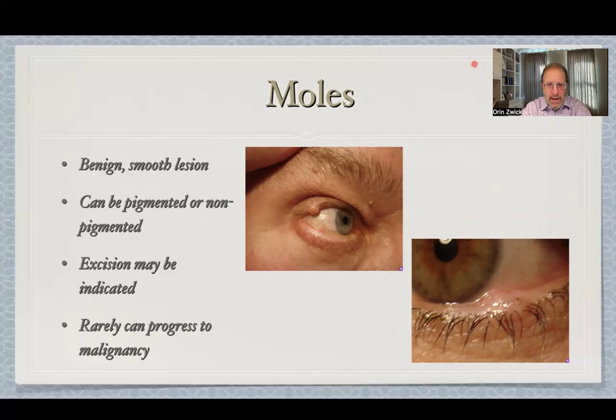Now, a big thing to differentiate this from a basal cell or a skin cancer is eyelash loss. And these tend to not disturb or degrade the surrounding architecture of the eyelid. They tend to be very smooth and well defined. It can be pigmented or non-pigmented. These can be excised if they start to impair or impede on the visual axis of a patient, or obviously if there's a suspicion of something progressing.